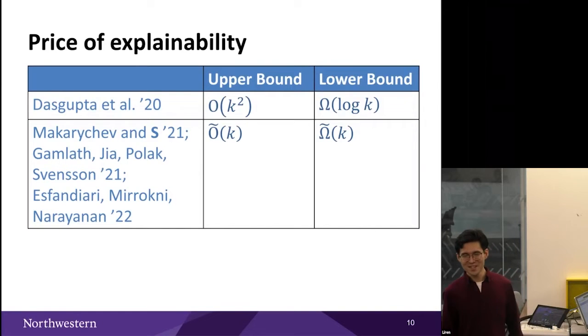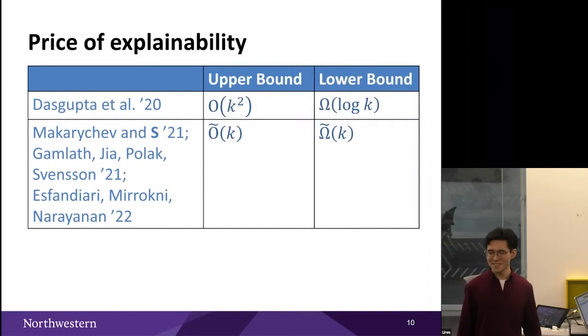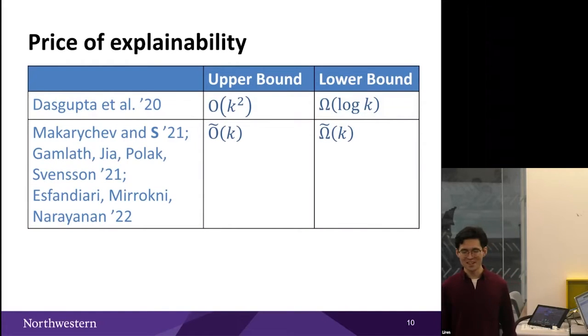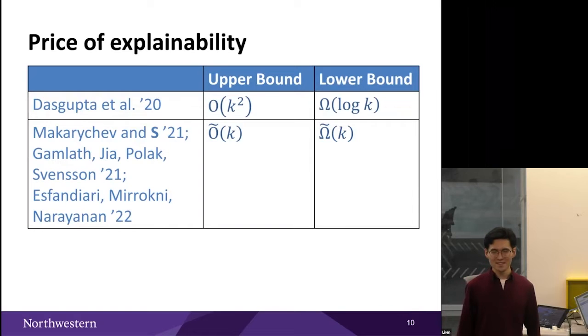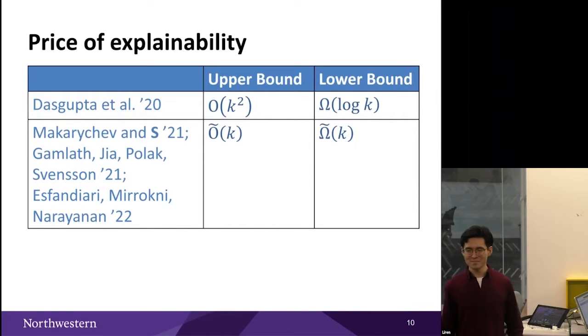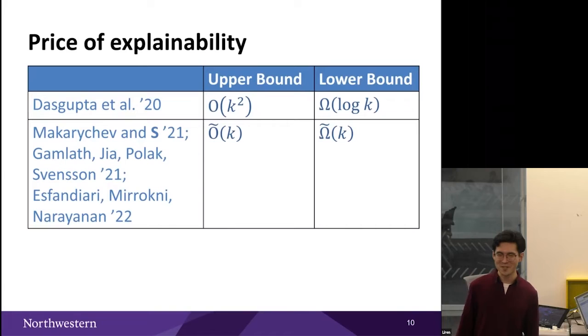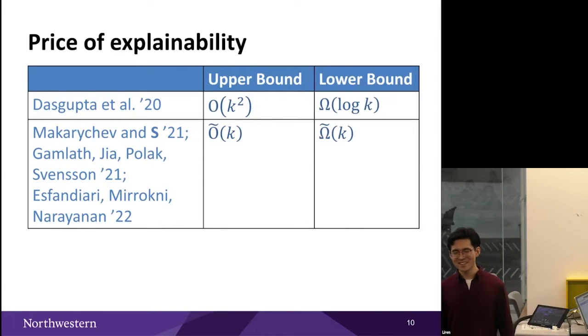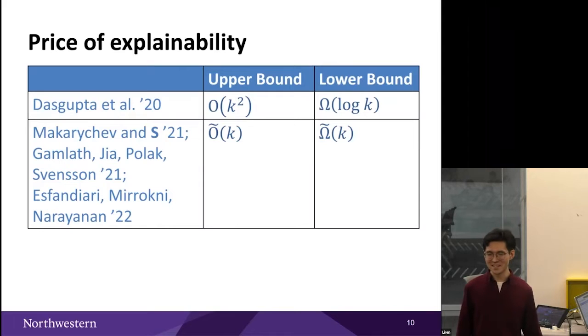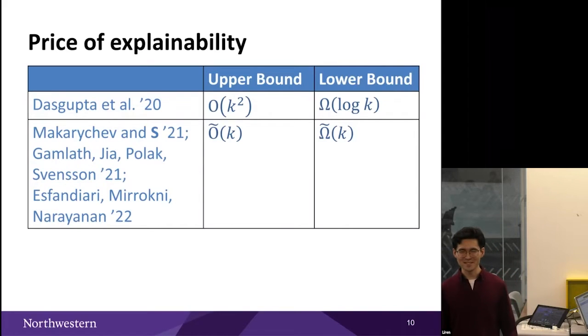However, in practice, we usually run k-means maybe with 100 or 1,000 centers or clusters. Then an order k approximation may not be that good, especially compared to explainable k-median. So for k-median, from yesterday, we know the optimal is order log k, which is much better than this upper bound for k-means.